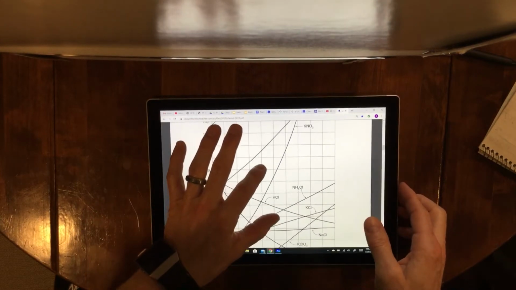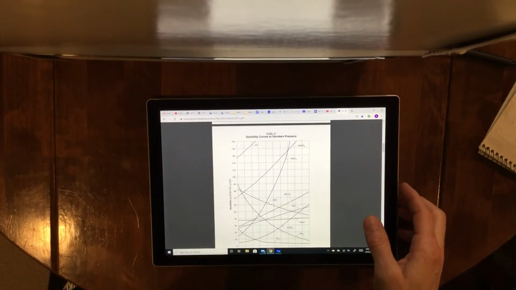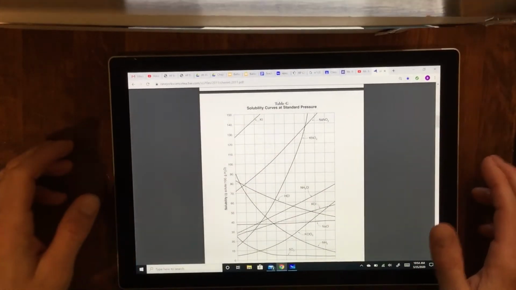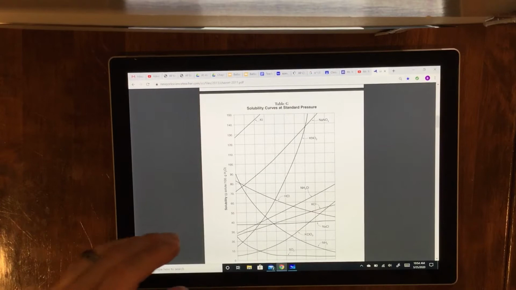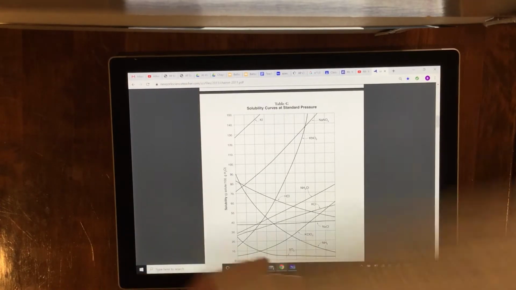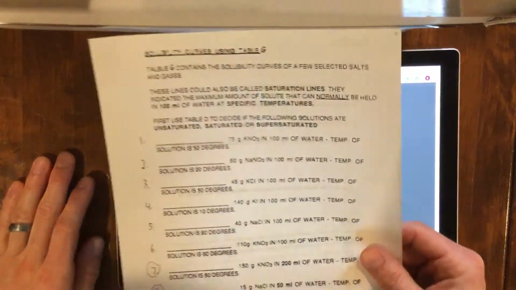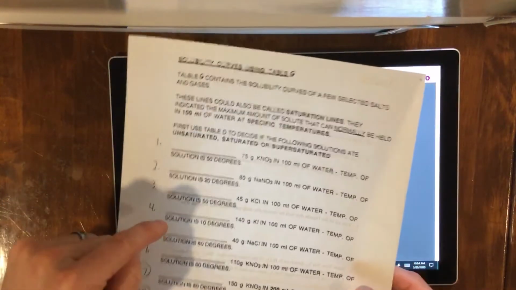So I'm going to go through, that's not what I want. I want to zoom in here. Here we go. So I'm going to go through these problems here. So you have the picture of this thing. So I'm going to go through this.